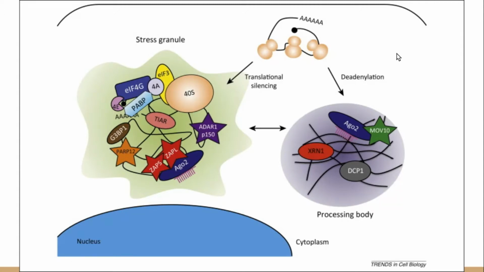And I personally prefer the term P bodies instead of exosomes. These are also called exosomes because it's a complex of all these different mRNA processing proteins. But exosome is kind of a strange name because it's also the name of an extracellular vesicle, and it doesn't really make any sense to me.